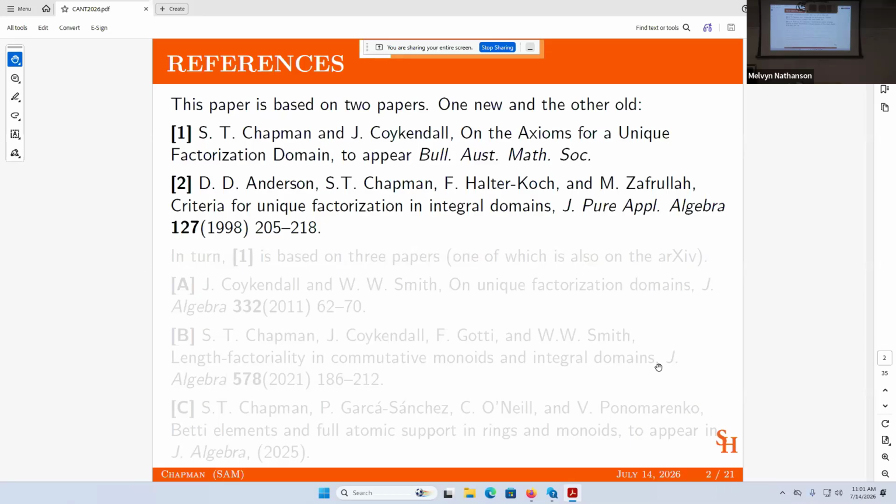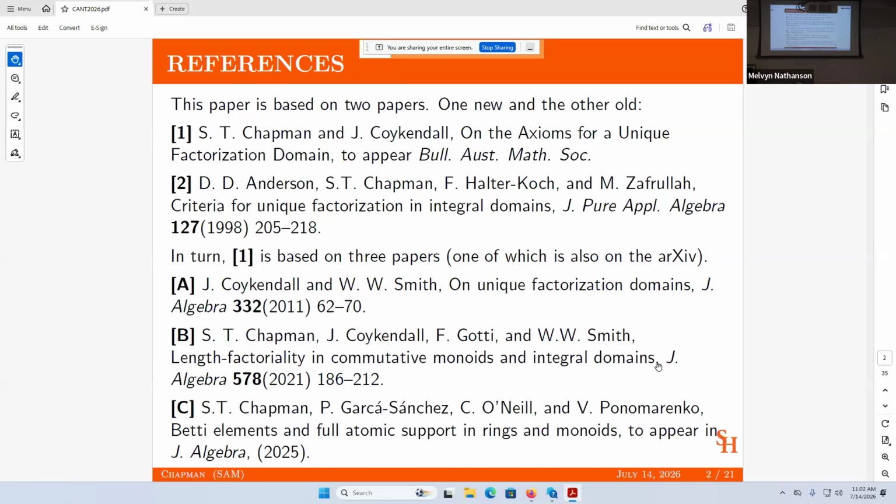There's an old paper there I've listed as 2 that I'm going to pull an open problem out of at the end that's still open. And all the proofs, or almost all the proofs I'm going to go through today, are in either A, B, or C here. These are papers over the last 15 years, and all of them are in the Journal of Algebra. Okay, so this is actually more of an algebra paper.